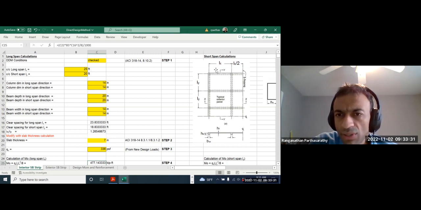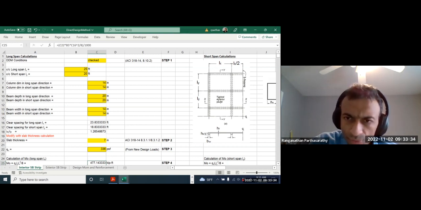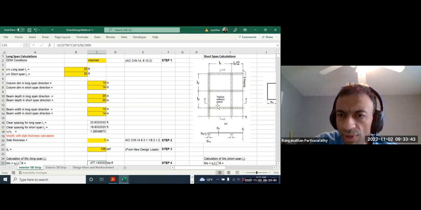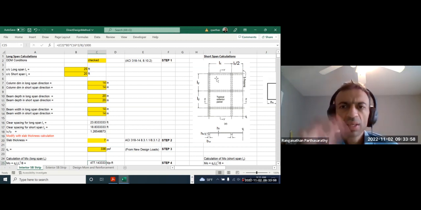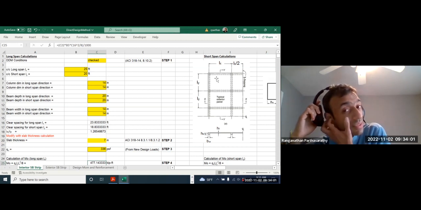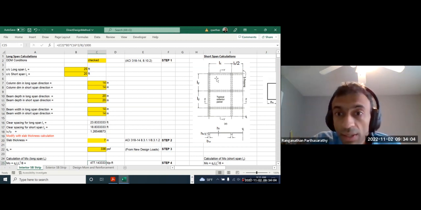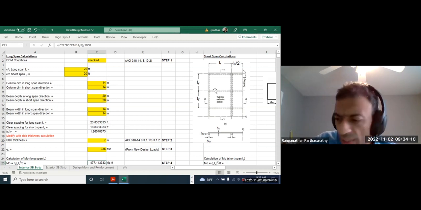But if you see the short span, if you take this panel for example, and you see short span bending, then for the exterior panel, your moment of inertia is going to change. So just give me 1 second.